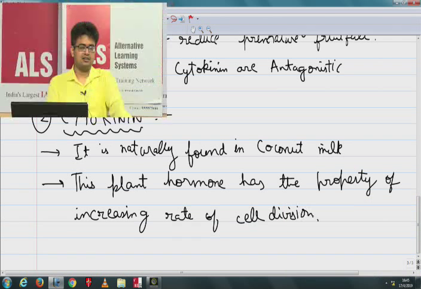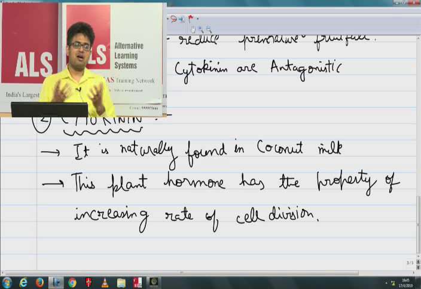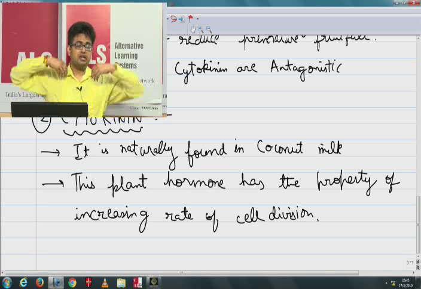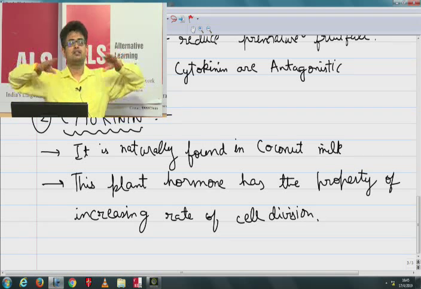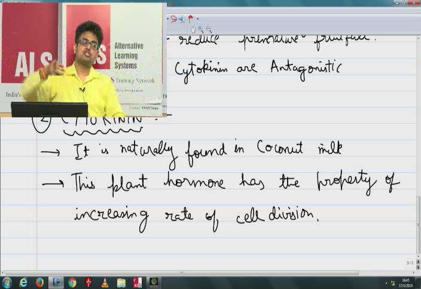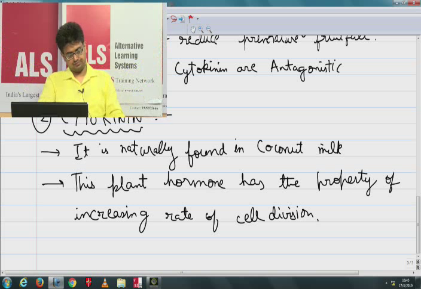So what will happen if cells are dividing? The plant will become more healthy. If you have a fruit tree, suppose a guava tree or an apple tree or maybe a mango tree. I'm not sure mangoes are freely available in the Northeast. Not all Northeast regions have many mango trees that I know of. You have many fruit trees otherwise. Anyway, if you spray cytokinin on a tree, what will happen? Lateral growth will increase, lots of branches will come, more branches, more fruits, more benefit.